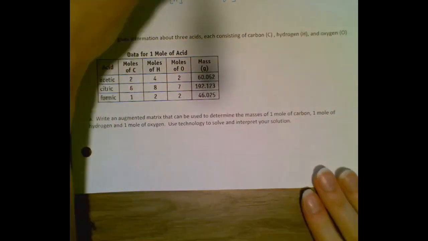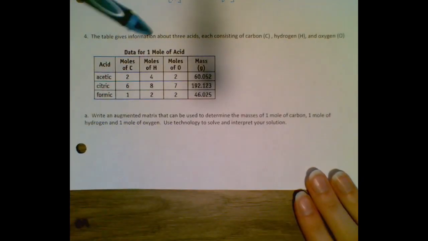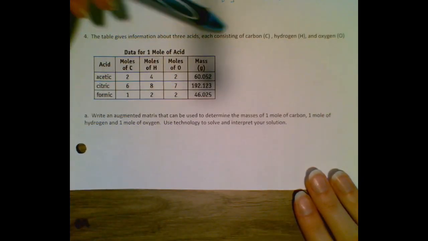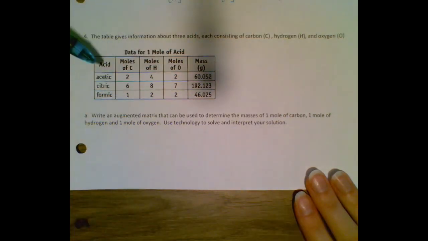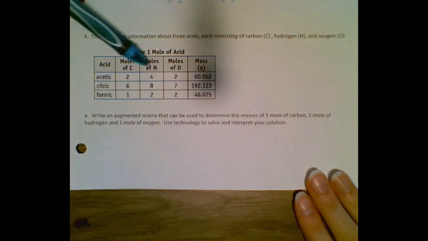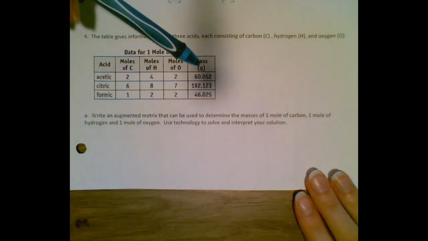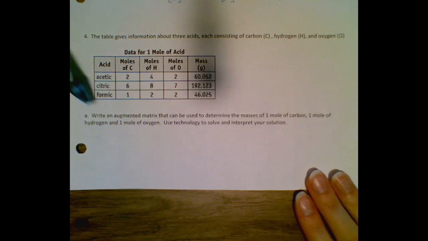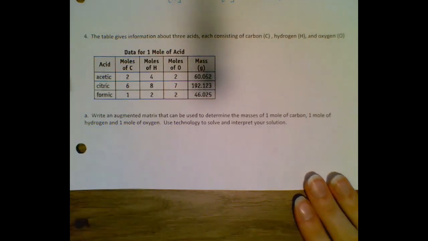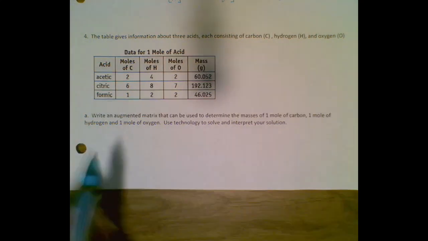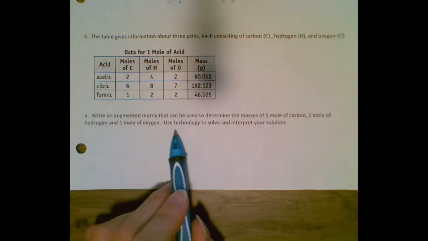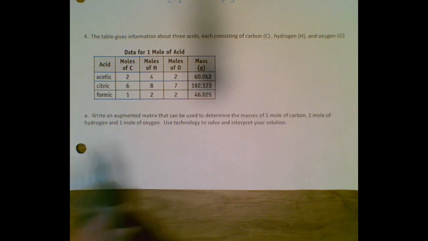Application problem. Looks like we're doing some chemistry. The table gives information about 3 acids, each consisting of carbon, hydrogen, and oxygen. Okay? So, we have acetic acid, citric acid, and formic acid. All right. And it tells you how many moles of carbon, hydrogen, and oxygen each has in the total mass of each acid. Okay? So we're going to write an augmented matrix that can be used to determine the masses of 1 mole of carbon, 1 mole of hydrogen, and 1 mole of oxygen. Use technology to solve and interpret your solution.